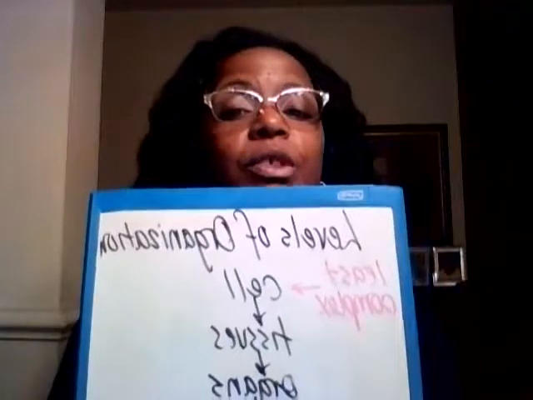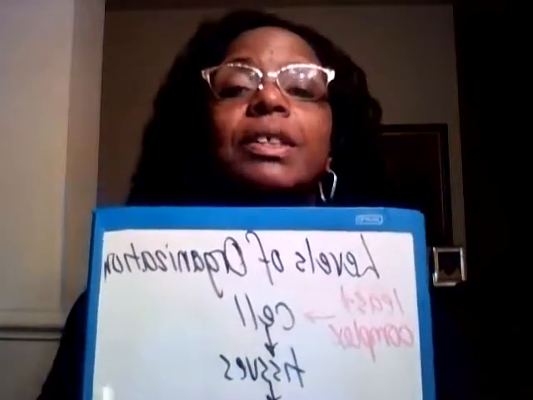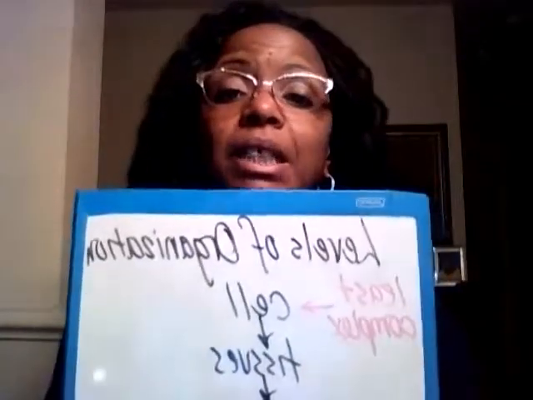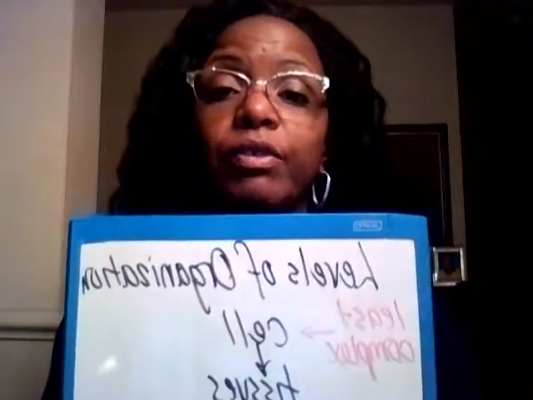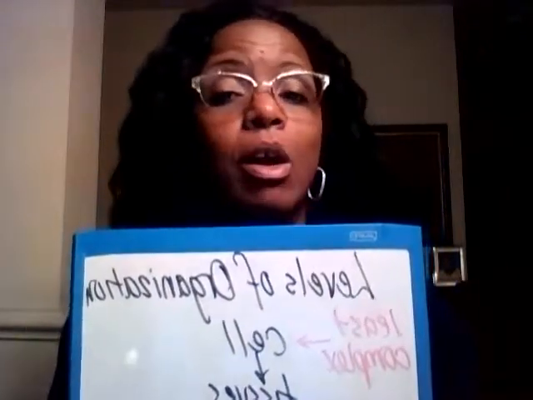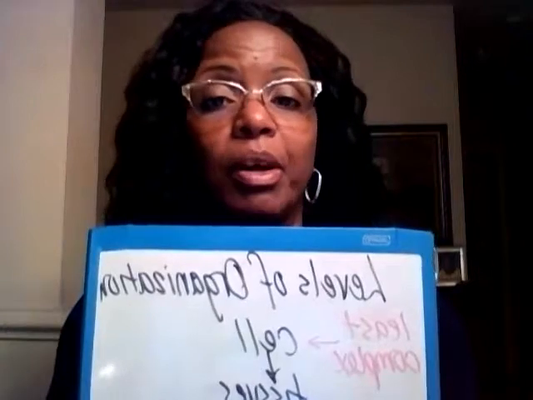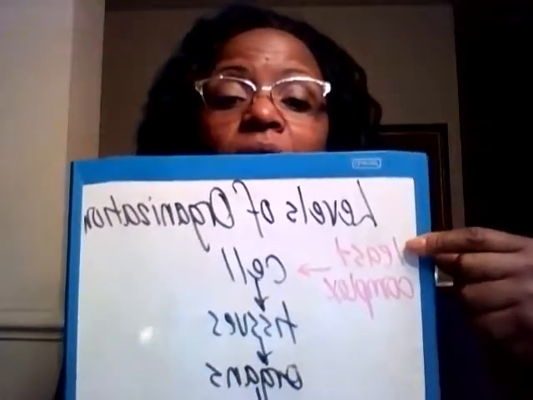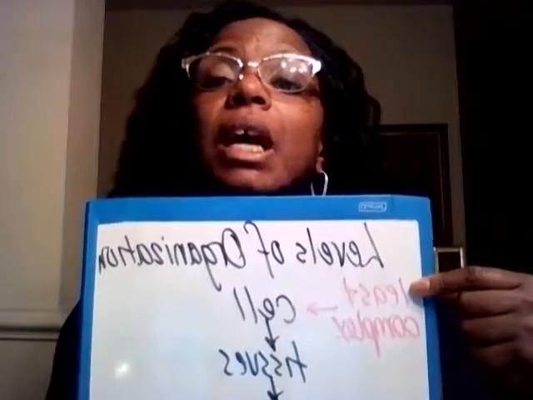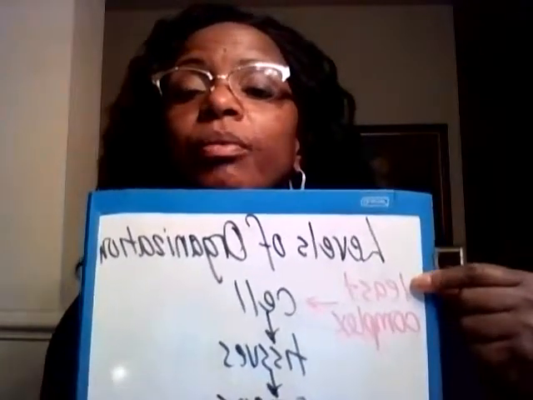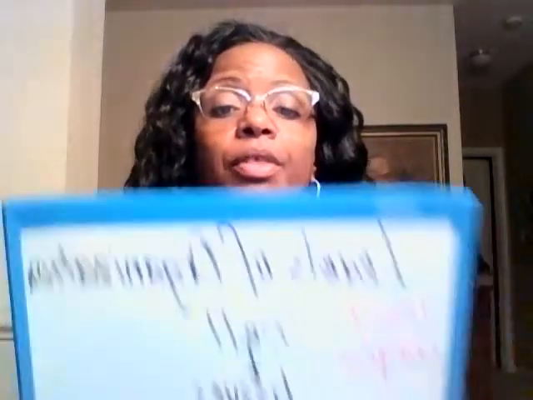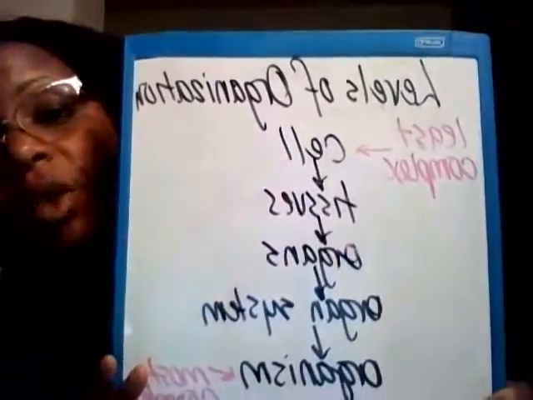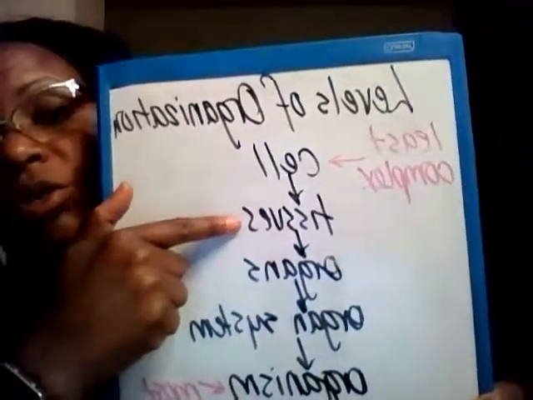So for our levels of organization, the cell is the least complex of all of the levels of organization. But all living things are made up of cells. And as you see, I've indicated these are the levels, and the cell is the least complex level of organization. Well, cells that are similar in structure and function and work collaboratively together for the good of the organism will then form the next level of organization, which are tissues.